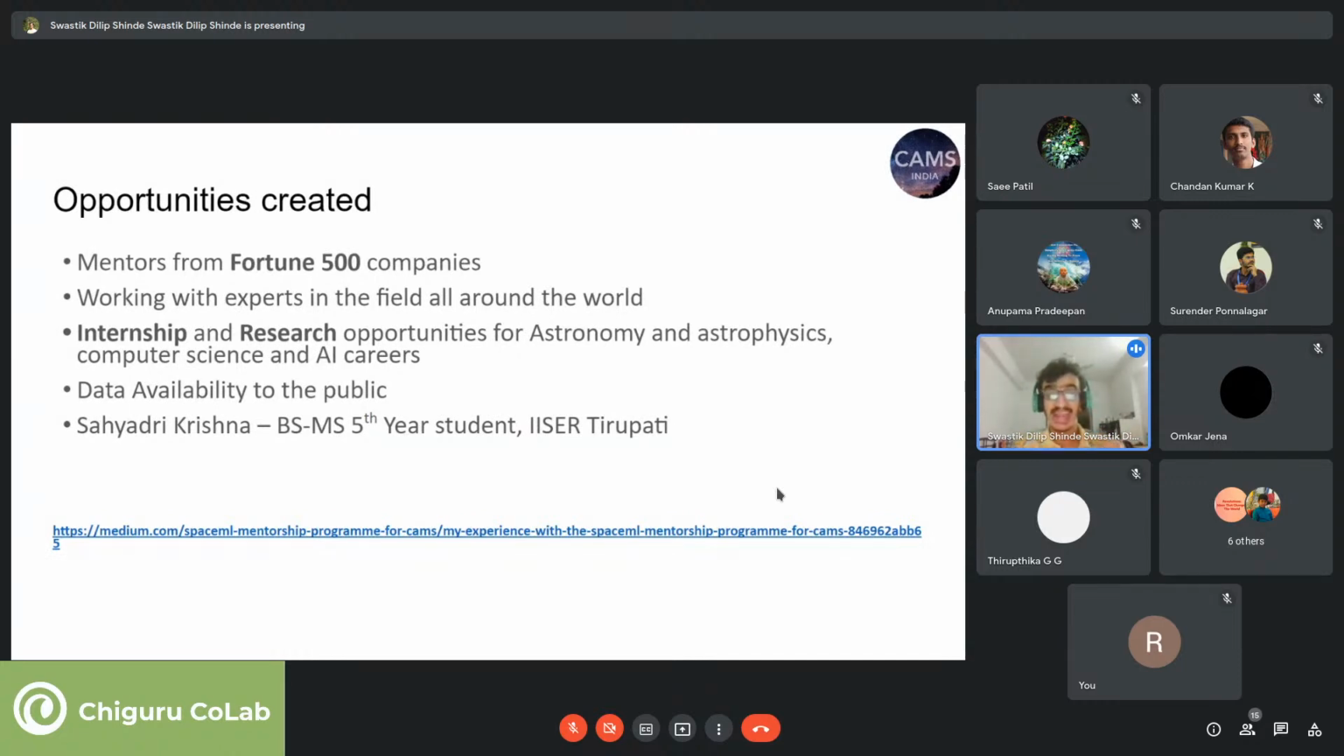That gives many opportunities, such as mentors. There are many companies, for example SpaceML, which is a part of CAMS, which can help you in all this process. Because CAMS is part of SpaceML, it is helpful for a student to gain knowledge from these, and it's easier for them to help you and mentor you.